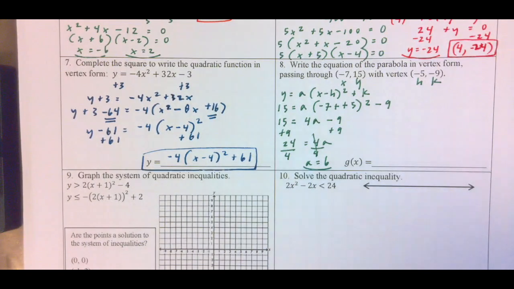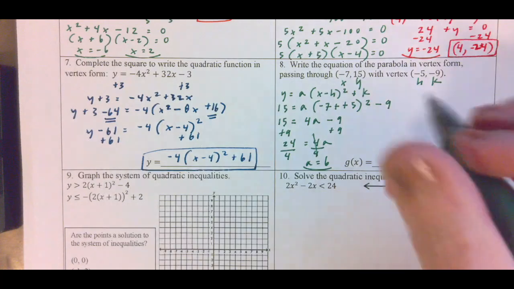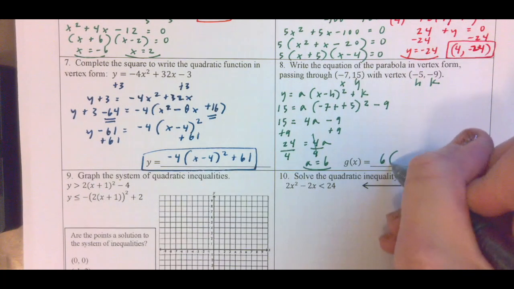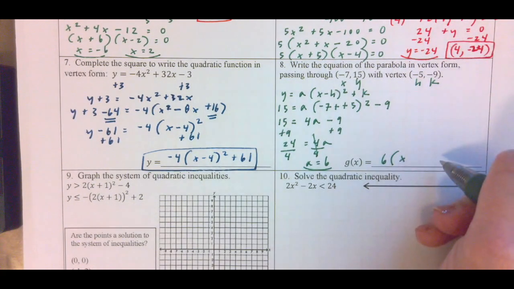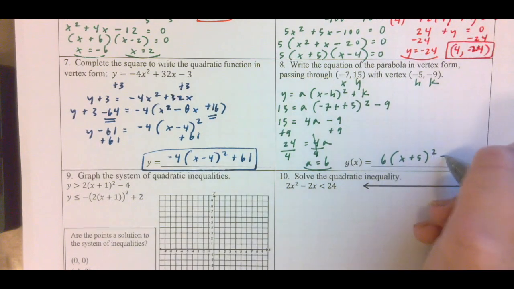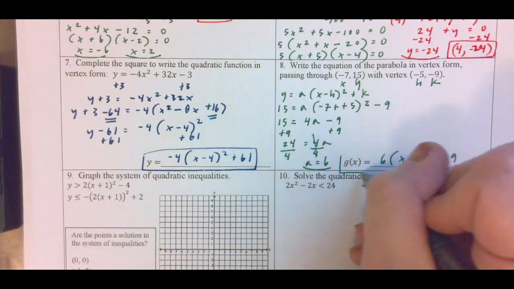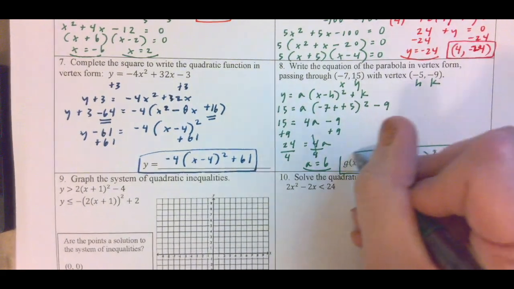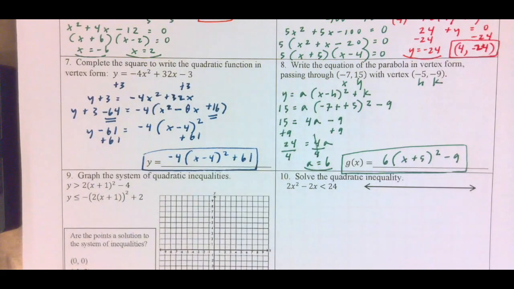So now I rewrite it as g of x equals 6 times x minus the negative 5, reads as x plus 5, quantity squared, minus 9. So really, I just had to get the a. I had to know if there was any flip or stretch factor.